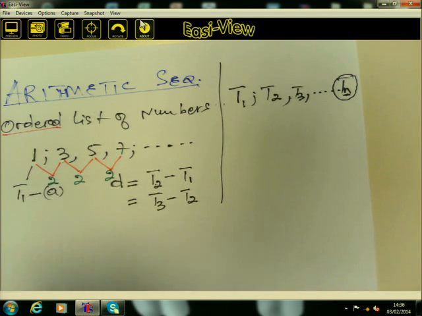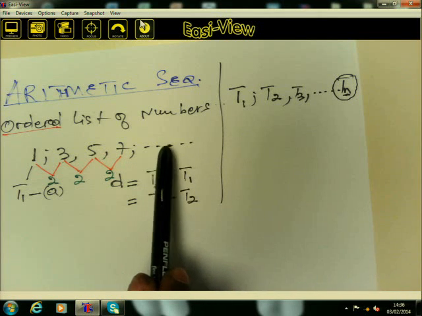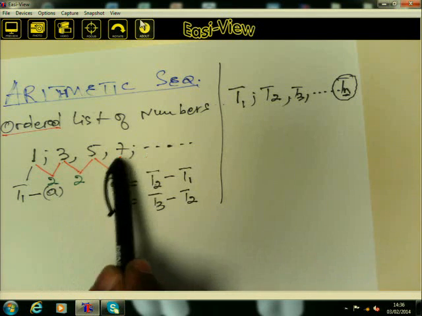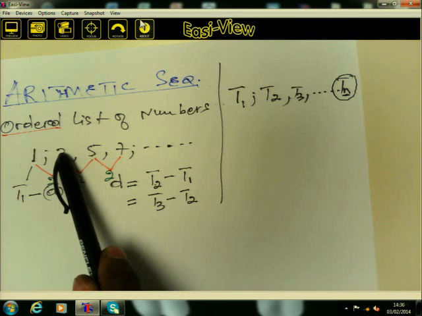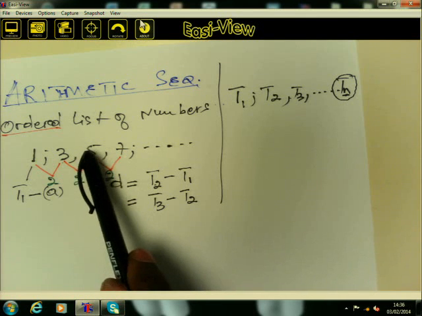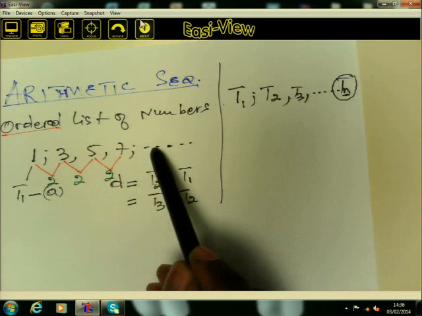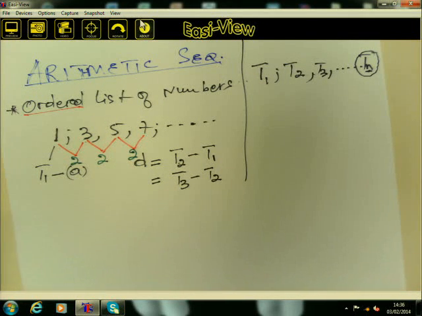So we can continue now and find out how we get the terms that will follow. It will be simple. Each and every time you add this difference: 1 plus 2, you get 3. That is the second term. The second term plus 2, which is the difference, you get the third term. The third term plus the difference, you get the fourth term. In other words, you can continue with this sequence by just adding the difference.